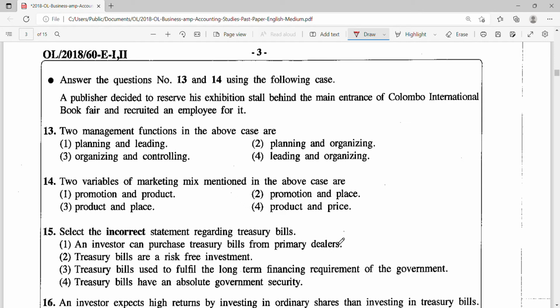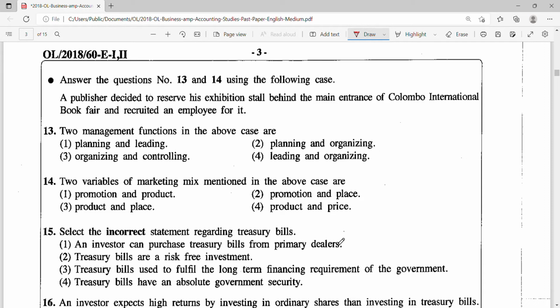Answer question number 13 and 14 using the following case. A publisher decided to reserve his exhibition stall behind the main entrance of Colombo International Book Fair and recruited an employee for it. Question 13. Two management functions in the above case are. What two management functions are they talking about?